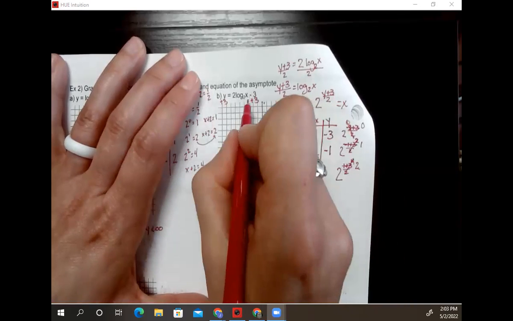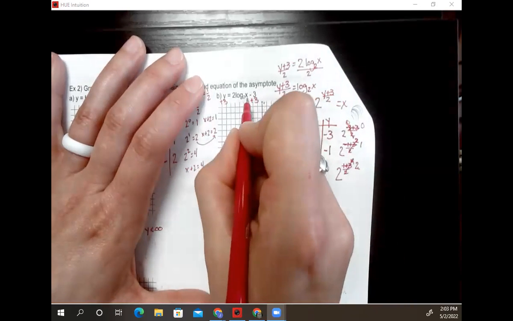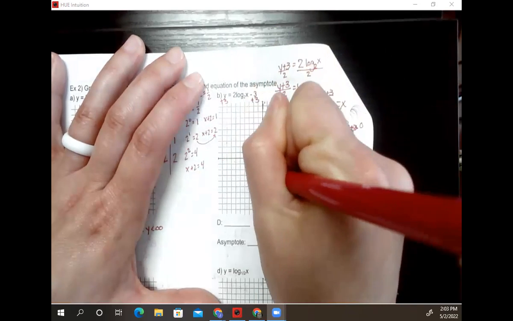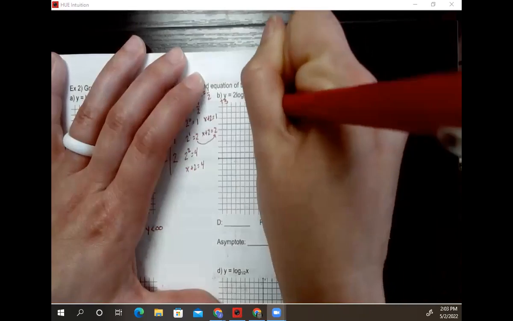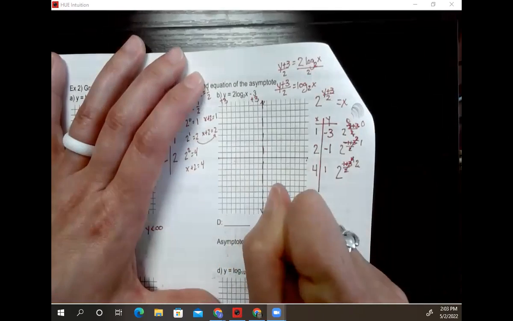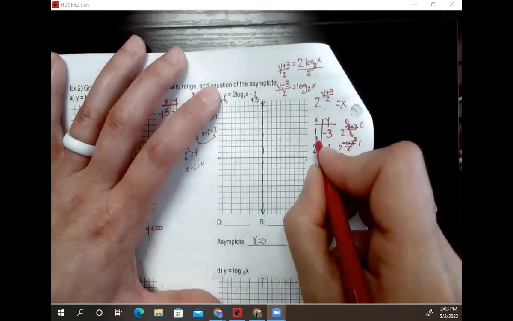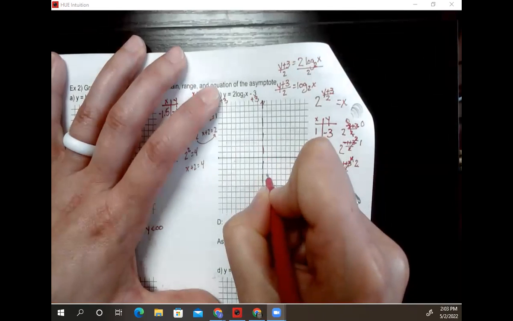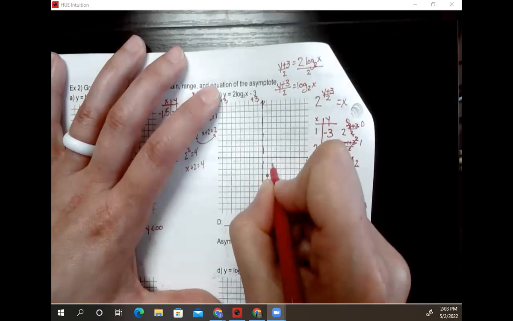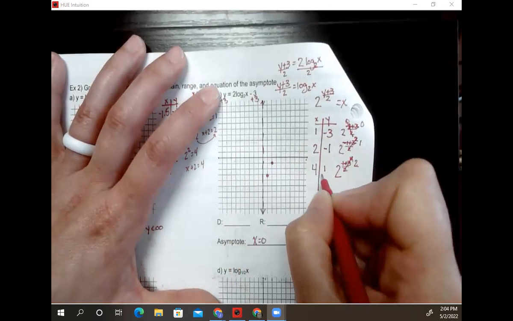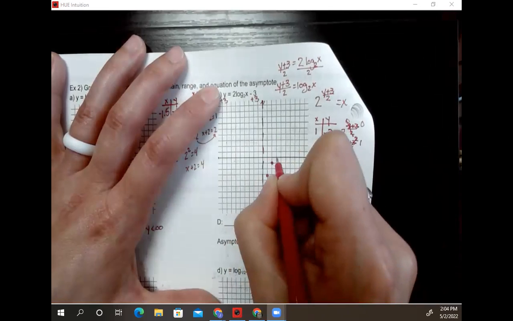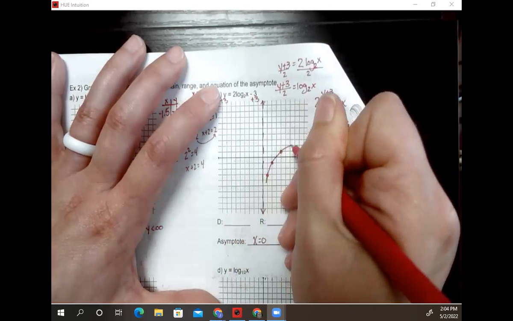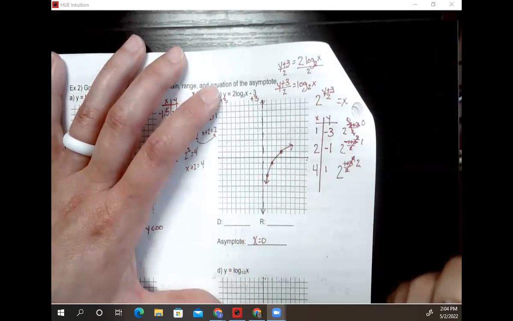So I'm going to plot my asymptote first. I don't see anything in parentheses with x. That means my asymptote remains at x equals 0. And now as I plot my points, I've got (1, negative 3), (1, 1)... I've got (2, negative 1), and then I've got (4, 1). There's my logarithmic graph.